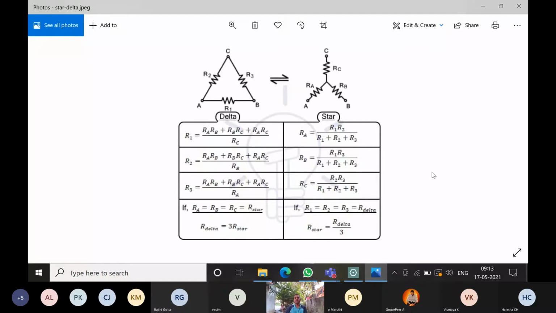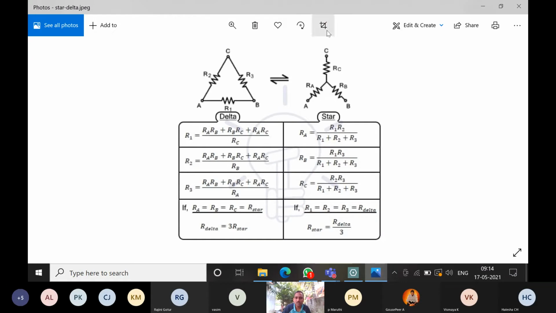So delta to star and star to delta equations are there. Suppose I want R1. So RA RB, RB RC and RA RC, add all these things, divided by the opposite resistance. For this, the opposite resistance is RC. Similarly, I want R2.